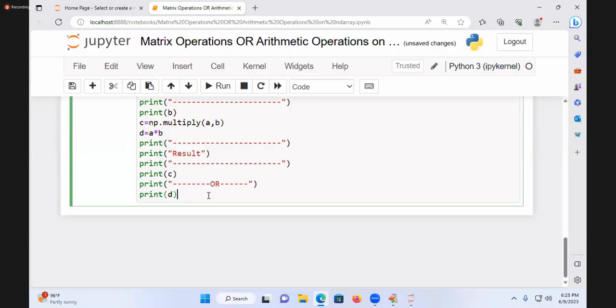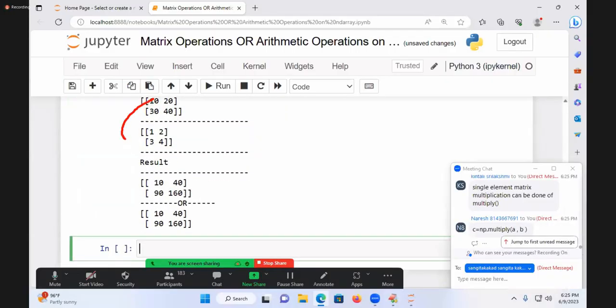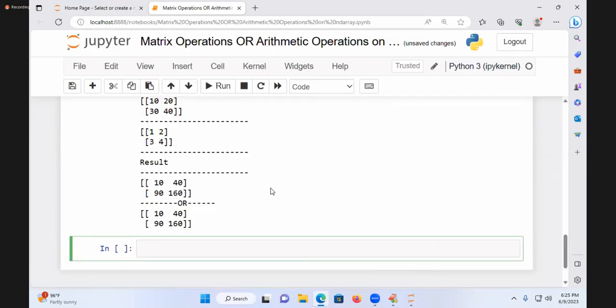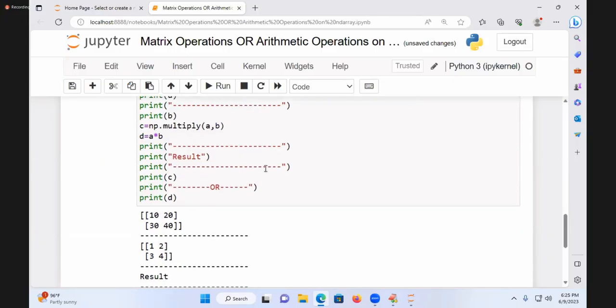See the result of it. 10 into 1, 20 into 2, 30 into 3, 40 into 4. Are you getting this? This is the result of element-wise matrix multiplication. But I need the original matrix multiplication. How to do that?